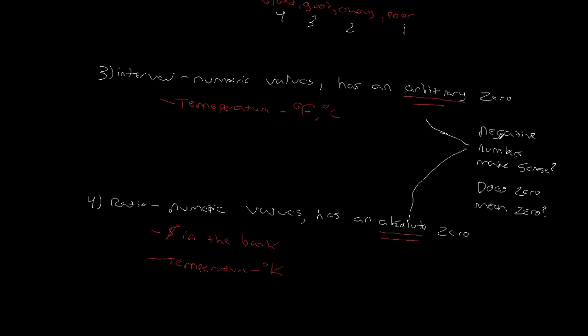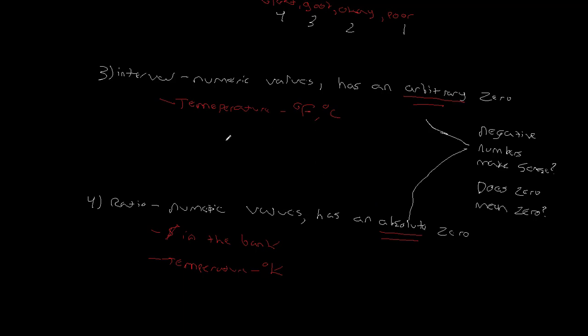And if you're familiar with Kelvin, you might be familiar with the term absolute 0, right? In this case, the name absolute 0 associated with Kelvin implies by default that it has an absolute 0 and that it's ratio. Okay, so hopefully this differentiation between arbitrary and absolute 0 makes sense.